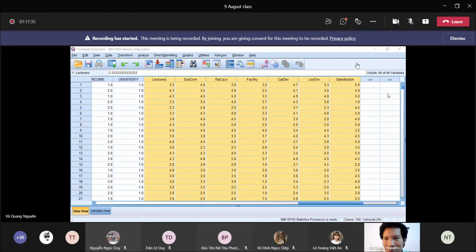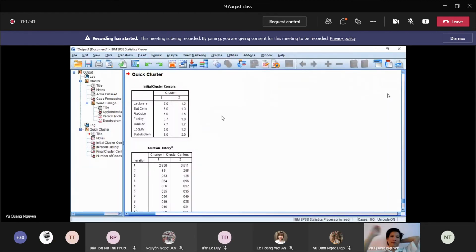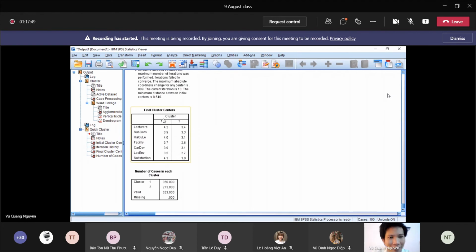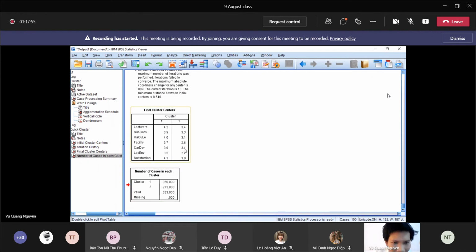Now I'll show you the result. The output here. Do not look at the initial cluster centers. We do not need it. Iteration history, we do not need it. Instead, you look at the final cluster centers. Now you can see that we divided the sample into 2 clusters. Cluster 1, 350 people. Cluster 2, 273 people. Okay, but what are the characteristics of those people in the clusters, right? Then you look at the cluster centers.